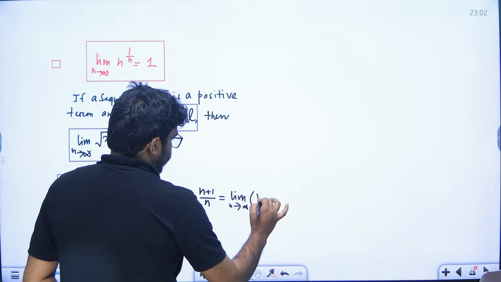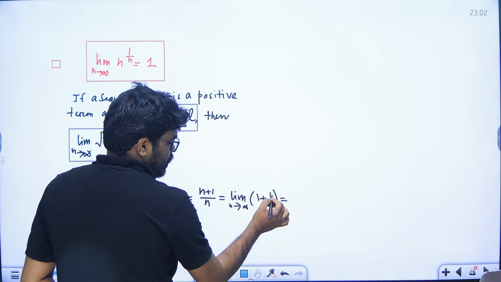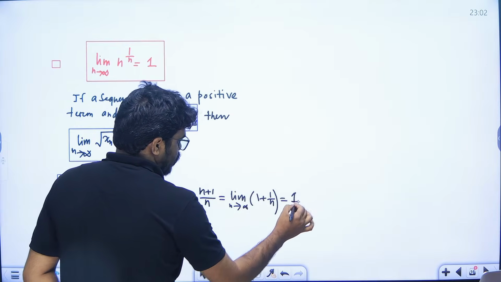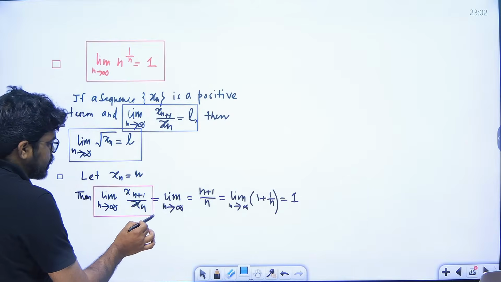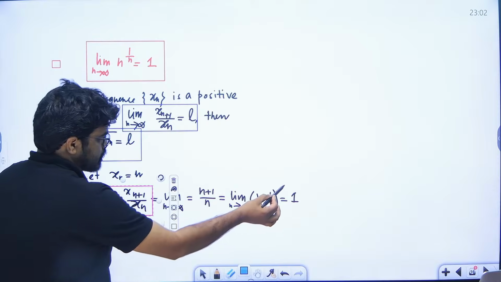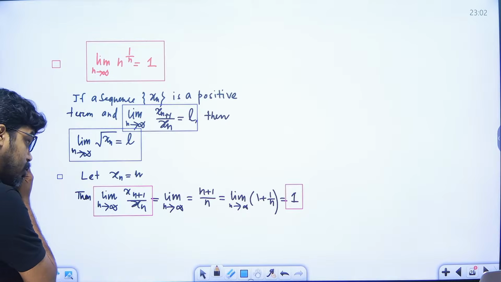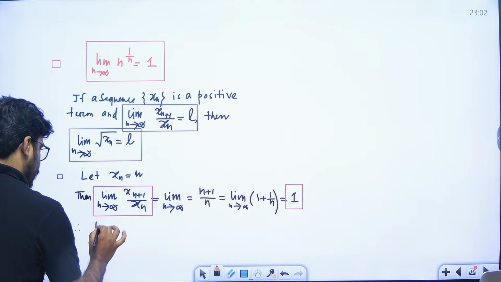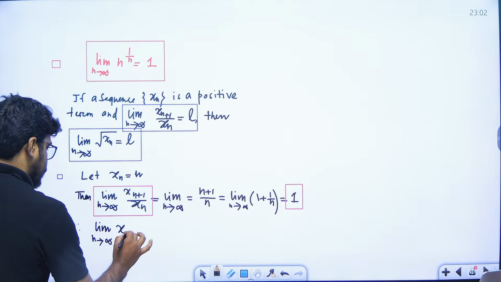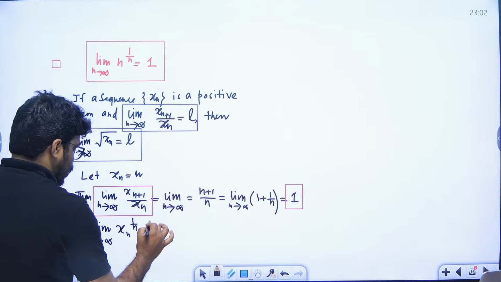If you take n common, what do we get? That is 1 plus 1 by n. The limit as n tends to infinity of 1 by n is 0, so 1 plus 0 is 1. So we see that the limit as n tends to infinity of xn plus 1 by xn is 1. Therefore by this theorem, the limit as n tends to infinity of xn to the power 1 by n is also L. Here L is 1. Okay?